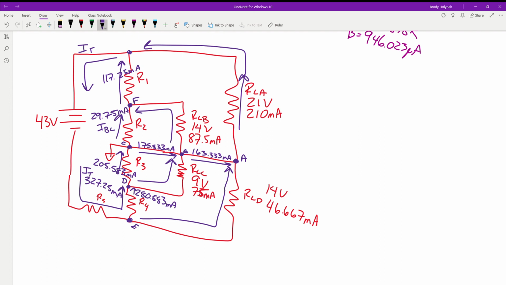Okay, so again, we've got 29.75 milli coming in, 87.5 milli coming in. We have 117.25 milli going out. We have 210 milli coming in from load A. We got 117. And they match. That's the biggest thing. This one and this one down here should match. You can assume that, but just like I said, double check your work. Because if something happened in here and you dropped a decimal, this could be wrong. And if that's the case, your answers aren't going to be right.